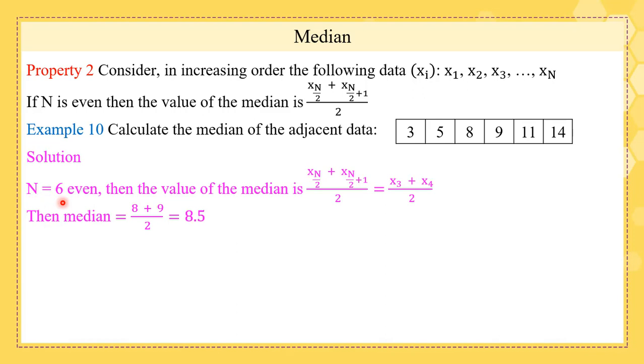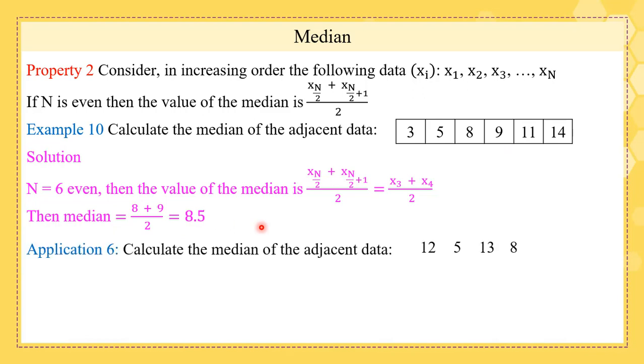Solution, n equals 6. It's even. Then the value of the median is (xn over 2 plus xn over 2 plus 1) over 2. Here xn over 2 is x3, which is 8, plus 9, over 2. Then the median is (8 plus 9) over 2 equals 8.5. Application. Pause the video, then solve. Solution.